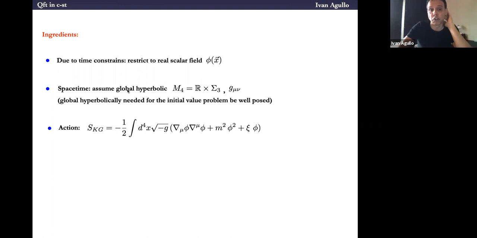They are hyperbolic equations. Action. We call this the Klein-Gordon action that you are familiar with. This is the same as in flat space-time, except there is a typo here. There should be a capital R between chi and phi. I will tell you what these terms are.